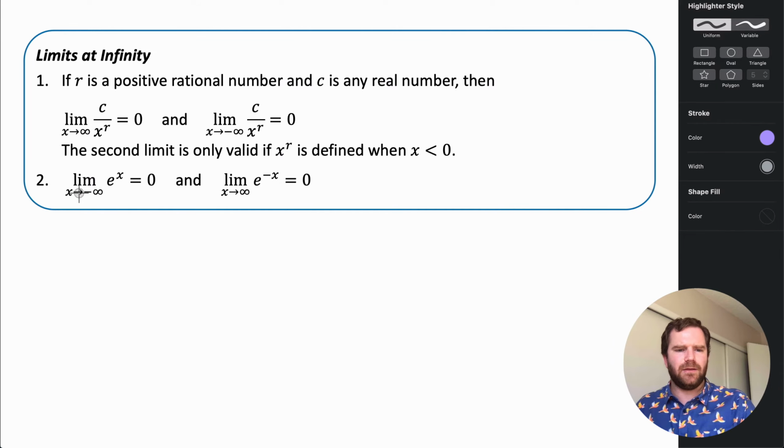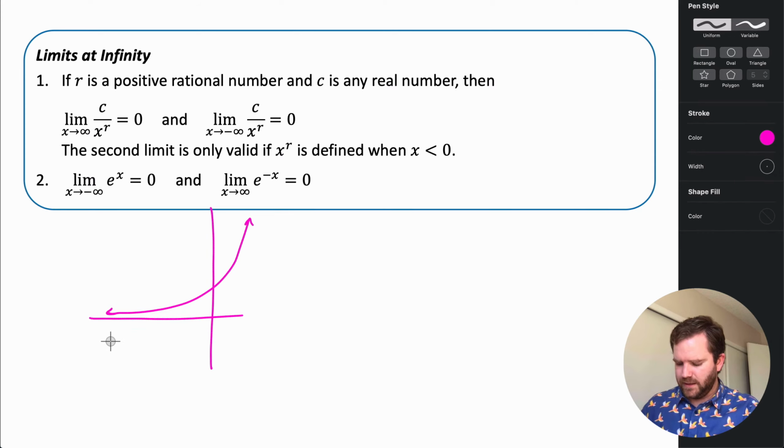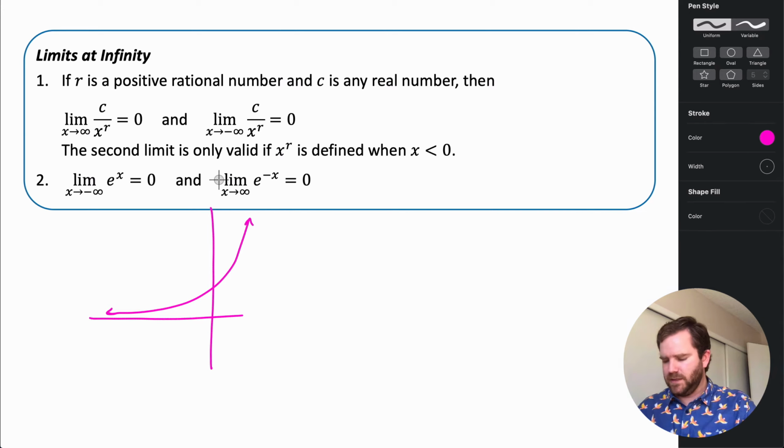And another limit that we can look at, so if you think about the exponential function, the graph of the exponential function looks something like this, right? And we know that as x is approaching negative infinity, as we go in this direction, we have that horizontal asymptote at the x-axis, and that's essentially what this is saying. The limit as x goes to negative infinity of e to the x is 0.